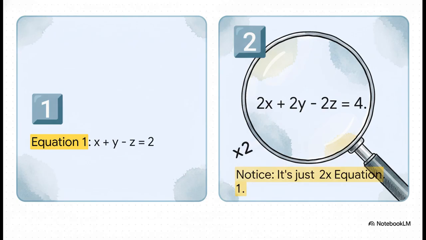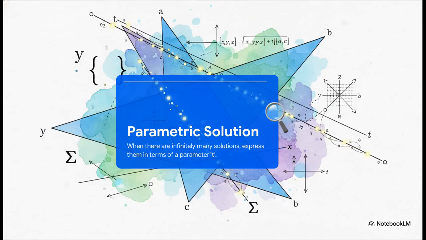Let's check out this system here. If you look really closely at those first two equations, do you see it? Equation 2 is just equation 1 with every single number multiplied by 2. It's the exact same information, just in disguise. This tells us we don't really have three unique planes. We effectively only have two. So if this happens, it means the planes don't just meet at a single point. No, they actually intersect along an entire line.